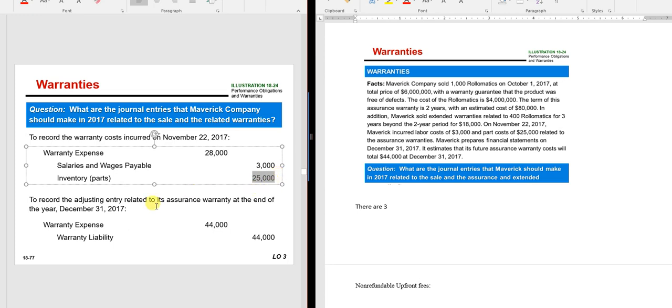Okay, then at December 31st, remember my service type warranty, this $18,000 has not kicked into effect yet because it is 3 years beyond the 2-year. By December 31st, 2017, I'm still in the 2 years. Okay, so notice this had an estimated cost of $80,000. Hopefully you wrote that out there.